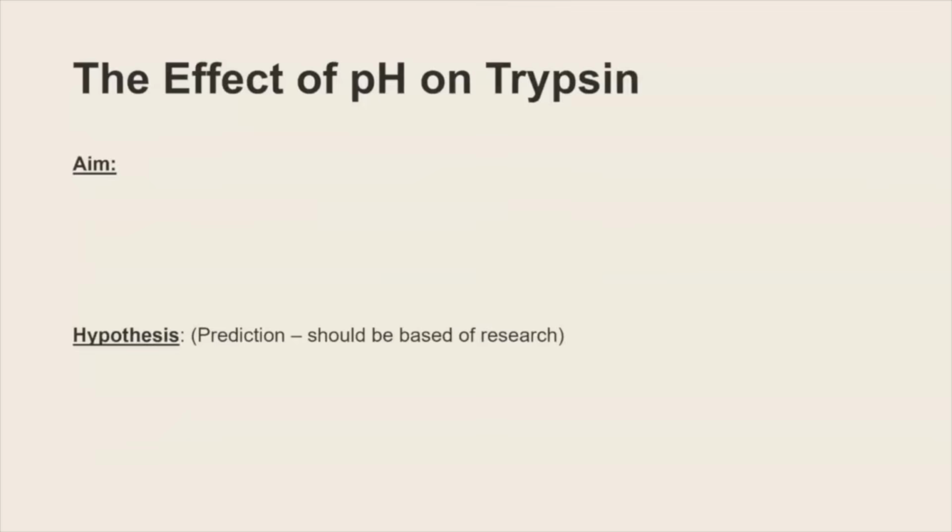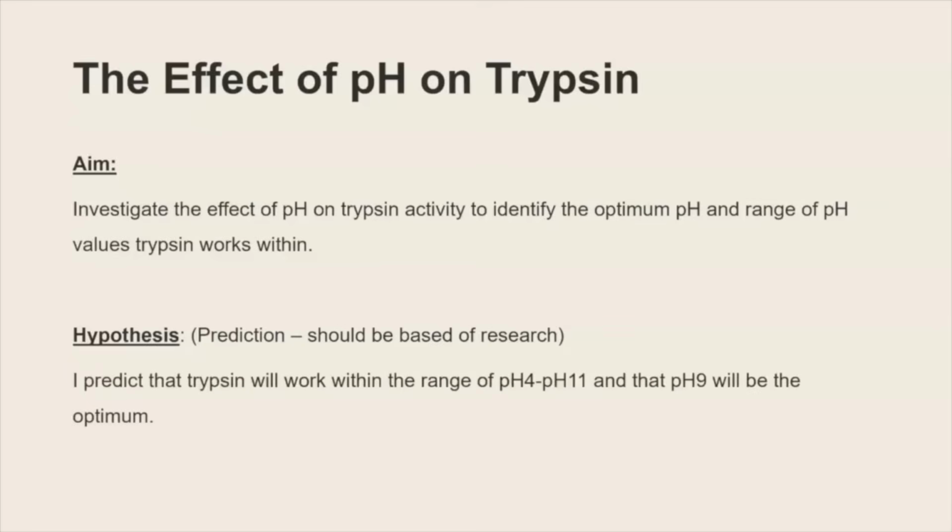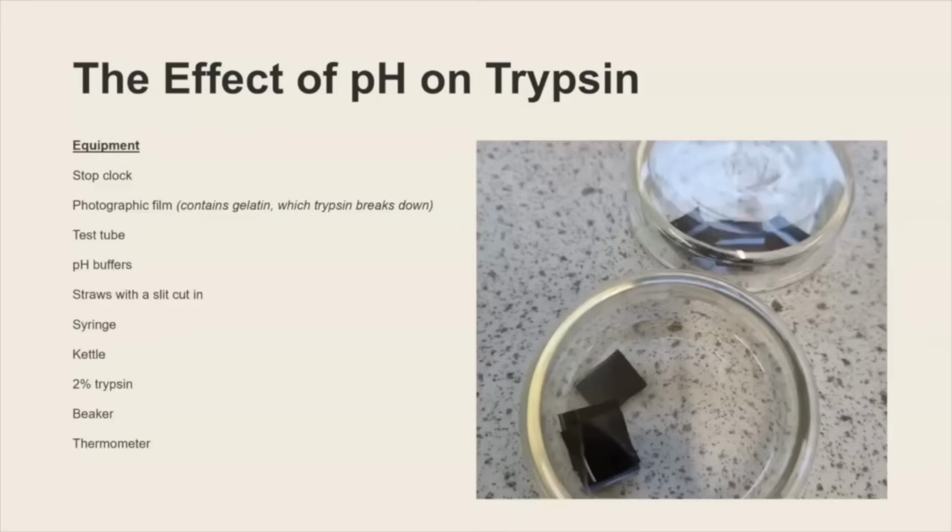So the practical that I'm going to be doing is the one that I do with my students, investigating the effect of pH on the enzyme trypsin. So the aim of this investigation is to look at the effect of pH on trypsin activity to try and allow us to identify the optimum pH and also the range of pH values that trypsin works within. The hypothesis, which is a prediction based on research, the prediction I'm going for is that trypsin will work within a range of pHs from pH 4 to 11 and that pH 9 will be the optimum.